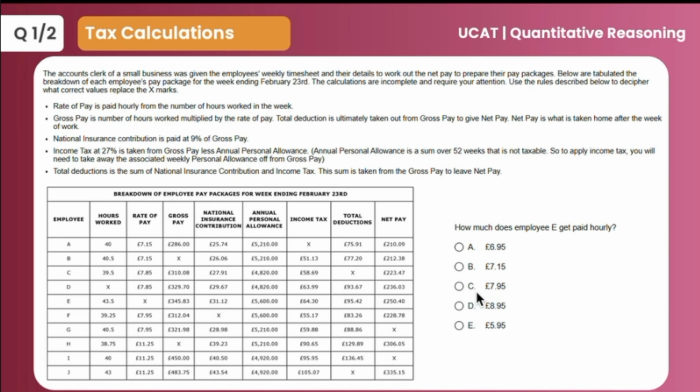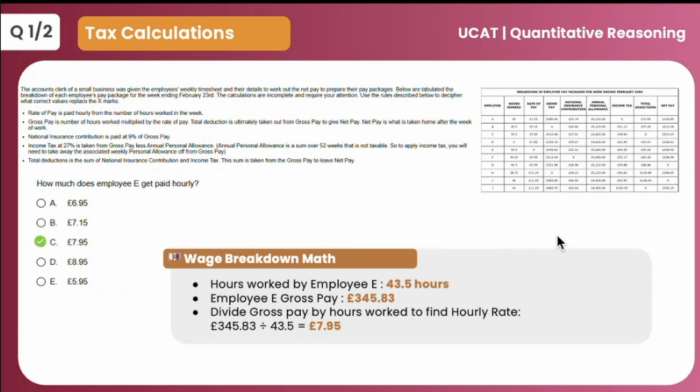So we've got a big mix here. We've got B, C, D, and E. Shall we have a look at what the right answer is? Our answer is C. So how do we break down the maths in this case?